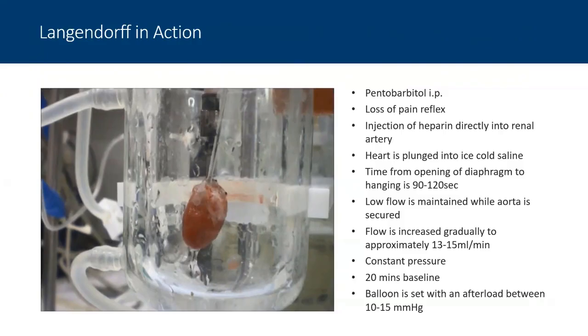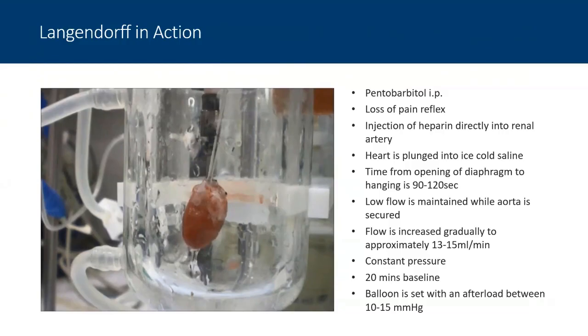Once the diaphragm is opened, we obviously will reflect the ribs and allow us to have good access to the heart and the great vessels. Once we have excised the heart, we're going to plunge it into an ice cold saline solution. We try to minimize our time from the opening of the diaphragm to the hanging to around about 90 seconds, but at a pinch we'll go to 120 seconds.